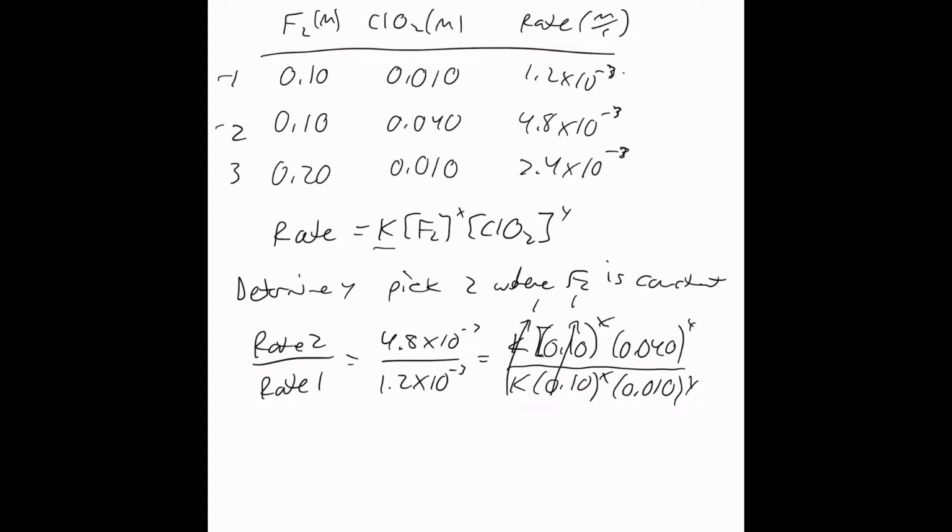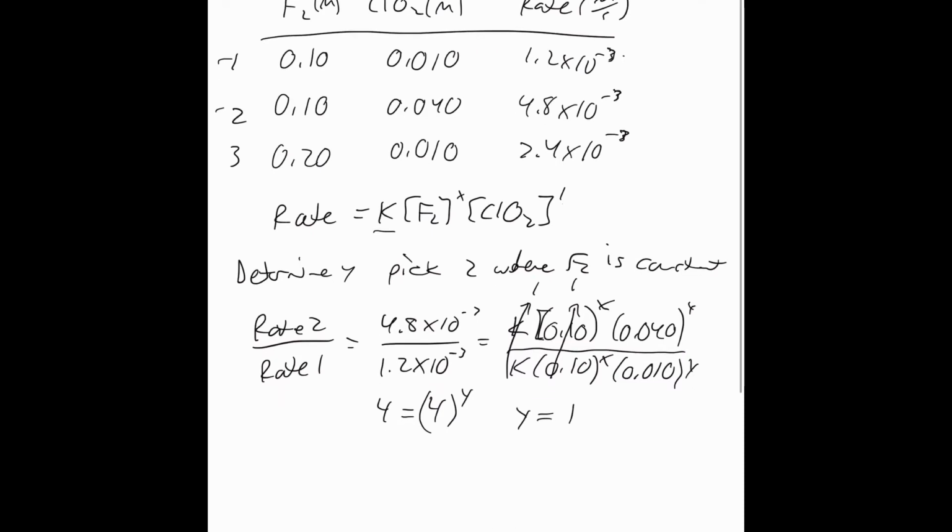So if I do 4.8 divided by 1.2, that's 4. I don't even need a calculator. 0.04 divided by 0.01 is 4 raised to the Y. That's pretty obvious by inspection that the only way we get 4 equals 4, Y must equal 1. So we're left with ClO2 is first order. This reaction is first order in ClO2. That's a better way to put it.